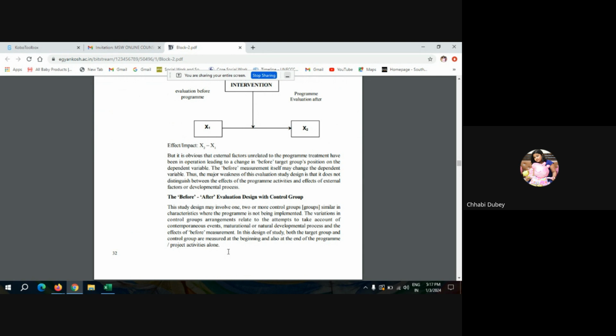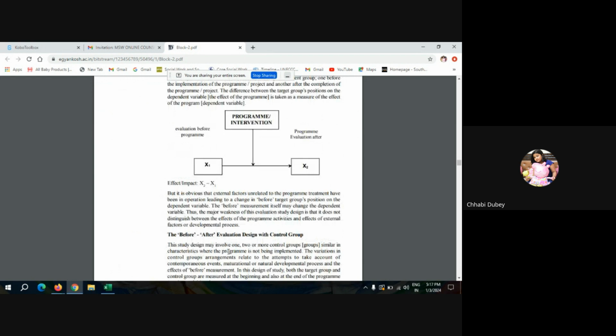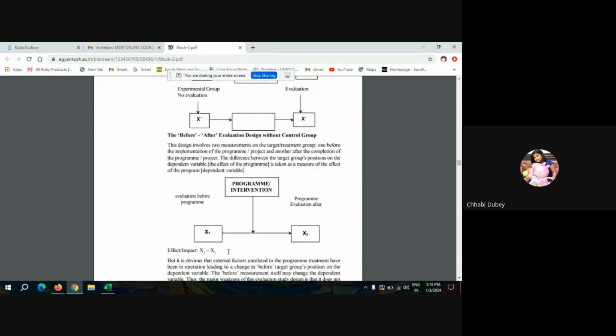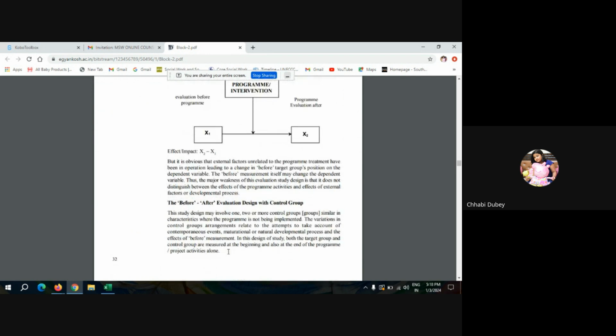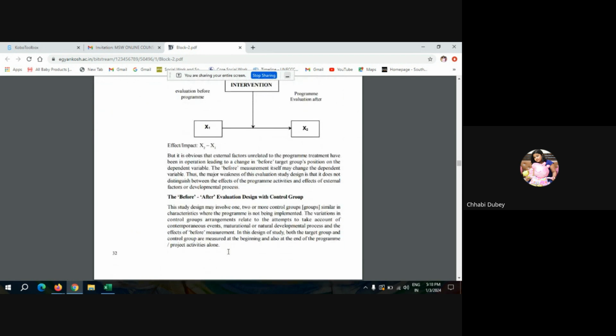So this is another method, which is the before after evaluation design without control group. There is another design which is known as the before after evaluation design with a control group. It is similar to the previous design, except that in the previous design we did not have any control group. In the second design, we are going to have a control group.